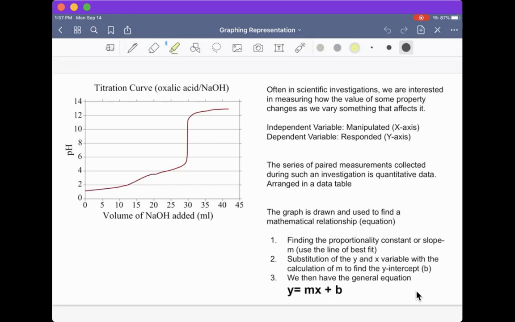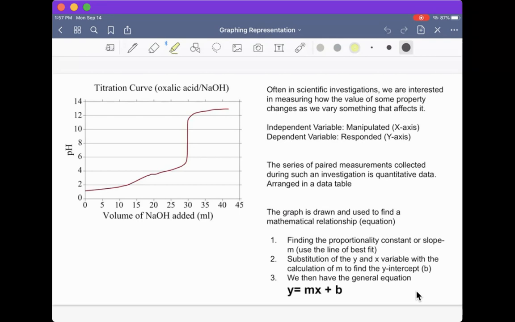Okay, so in science, graphing is one of the ways that we use to help show relationships between two values. Every scientific investigation is going to be measuring a value or quantity of some property. And we're going to look at how that property changes as we affect something else. So we're always testing only one variable at a time by manipulating another.